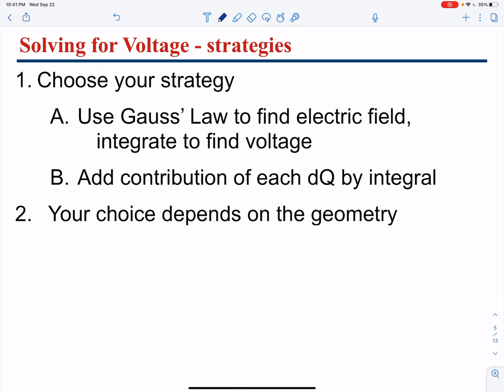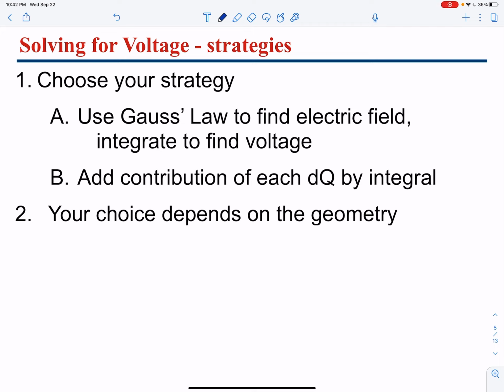There we go. Okay, so when we're solving for voltage, your strategies really depend on the situation. We'll do a bunch of problems tonight for the homework; you're going to look at different configurations. So in one case, if it's easy to find the electric field, if you can use Gauss's law to find the electric field, then do that. Find the electric field and then integrate to find the voltage.